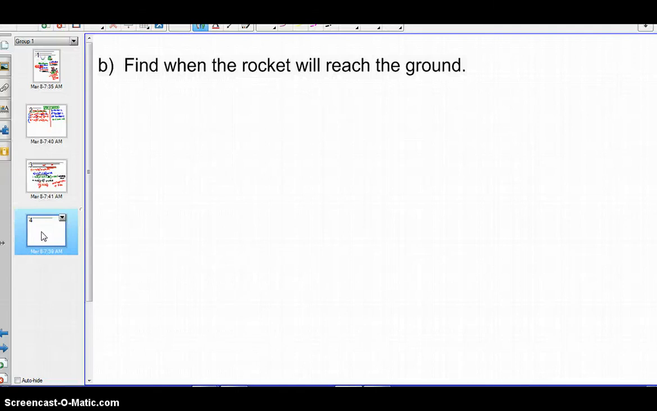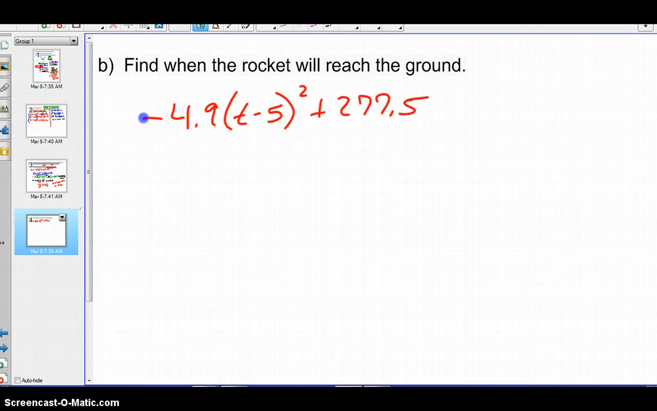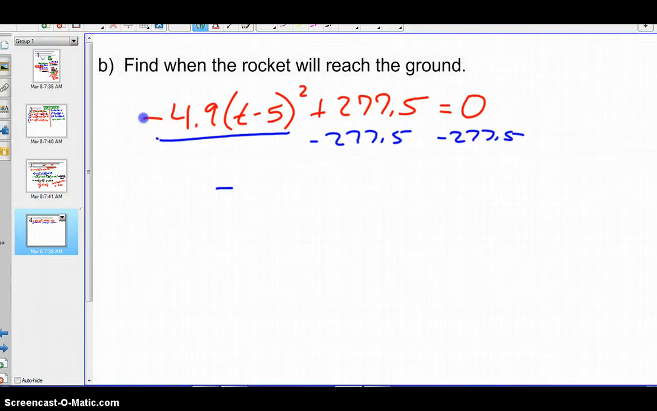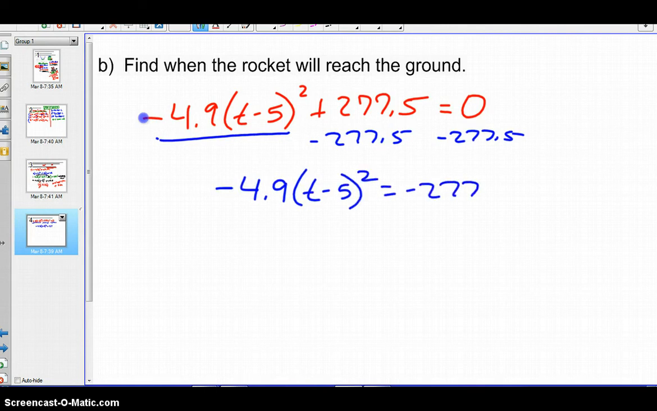We could also then find out when the rocket will reach the ground. Well, when will the rocket reach the ground? Well, first of all, let's take our equation that we just solved for. That deals with the rocket. We're finding out when the rocket reaches the ground. We're finding out when it will have a height of 0. So now we just need to solve this, and because we have this group with the t, we're going to try to isolate that, so we're going to subtract the 277.5. And then to isolate the t, we can divide both sides by the negative 4.9.